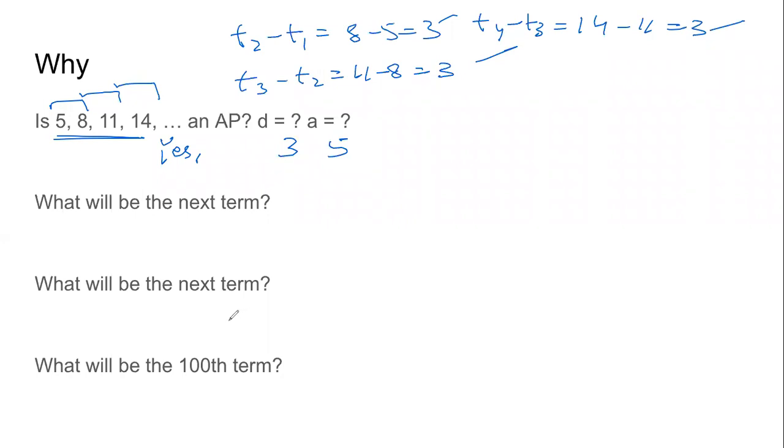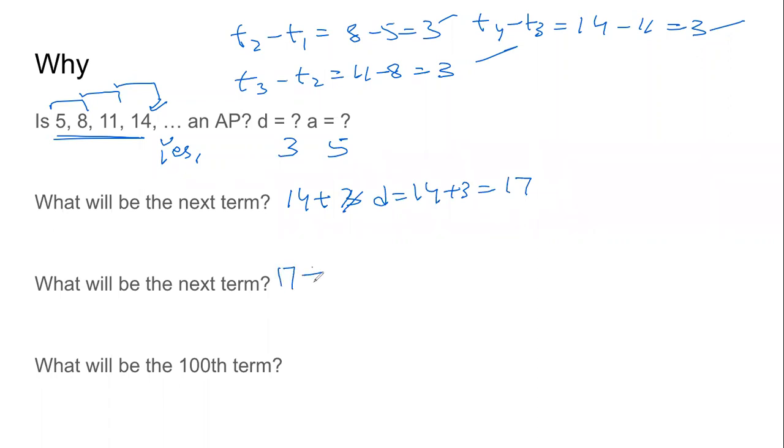This is very clear. Now, if I ask you, what will be the next term, that means what will come after 14? What will we do? Tell me the operation. 14 plus 3. So we are taking the term and adding the common difference to it. We are taking 14 and adding D to it. So 14 plus 3 equals 17. Correct. What will be the term after 17?